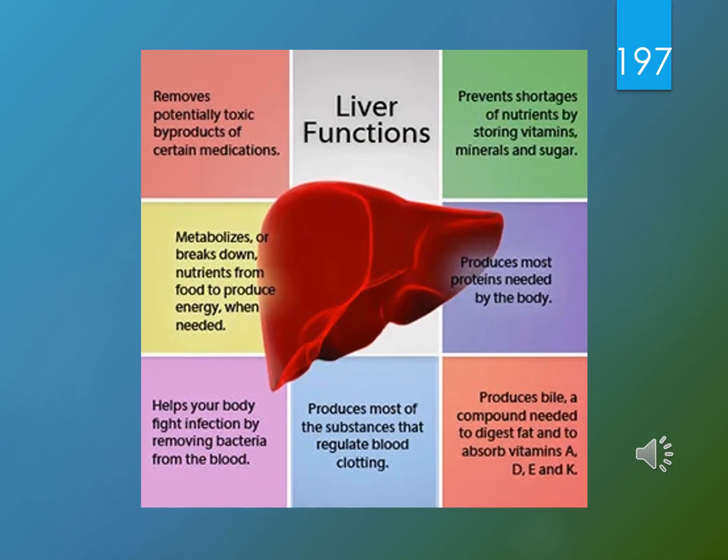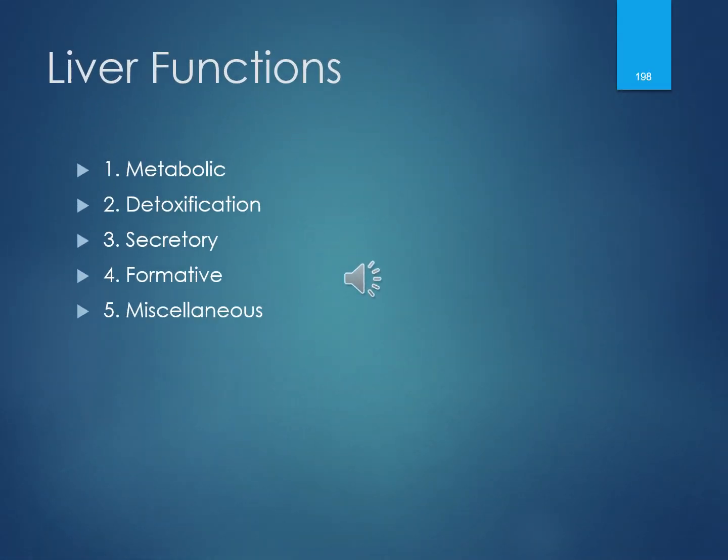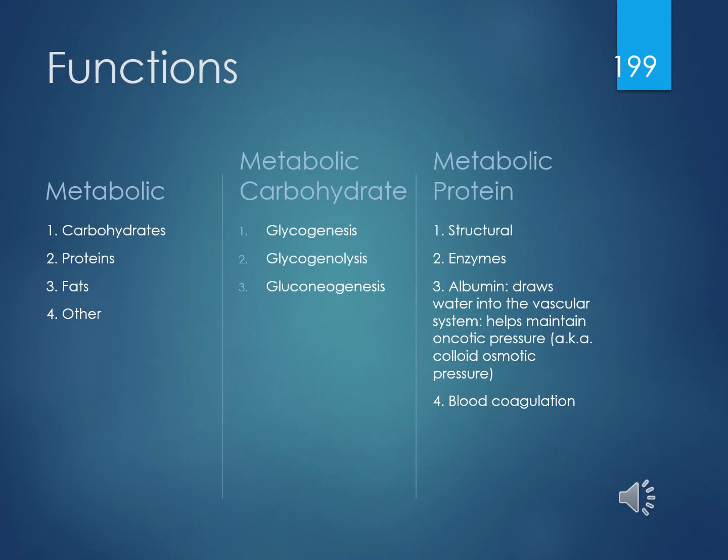The liver functions. The liver does so much. The 5 main liver functions are metabolic, detoxification, secretory, formative, miscellaneous. Metabolic functions can be broken down into the carbohydrates, the proteins, the fats, and the others. So for carbohydrates, there's glycogenesis, glycogenolysis, and gluconeogenesis.